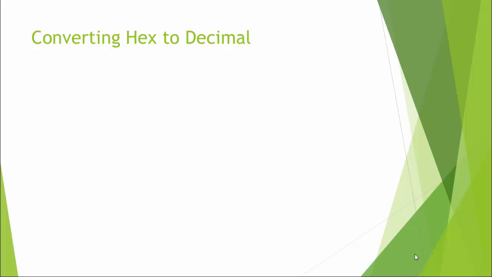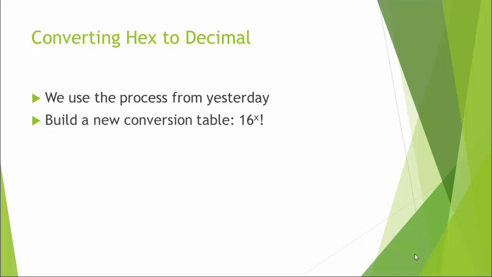Okay, welcome back. Hopefully you finished the counting exercise. Now we're going to talk about how to convert hex to decimal. We're going to use the exact same process we saw yesterday. So when you're working with hexadecimal on a test, draw the table in ink and use that conversion table. So all you have to do is learn how to make that table, and the rest is really pretty straightforward.